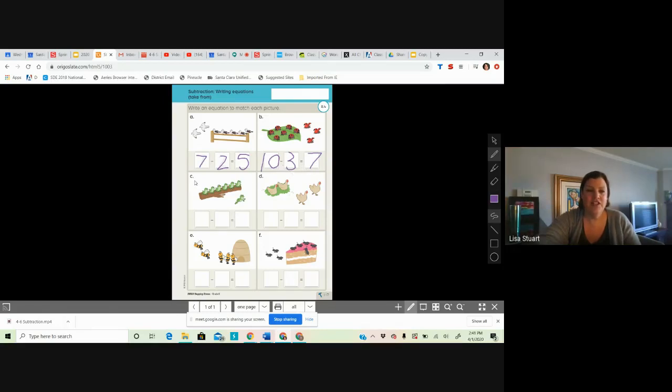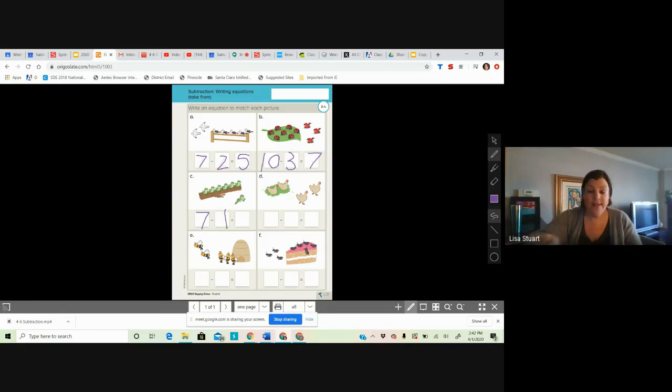All right, let's jump to box C. What kind of animals do you see? What are they? I agree, they are frogs. Let's count all of the frogs all together. 1, 2, 3, 4, 5, 6, 7. Another 7, I'm going to write 7 in the box. I need to figure out how many frogs went away. I only see one frog. I'm going to write a 1. One frog went away.